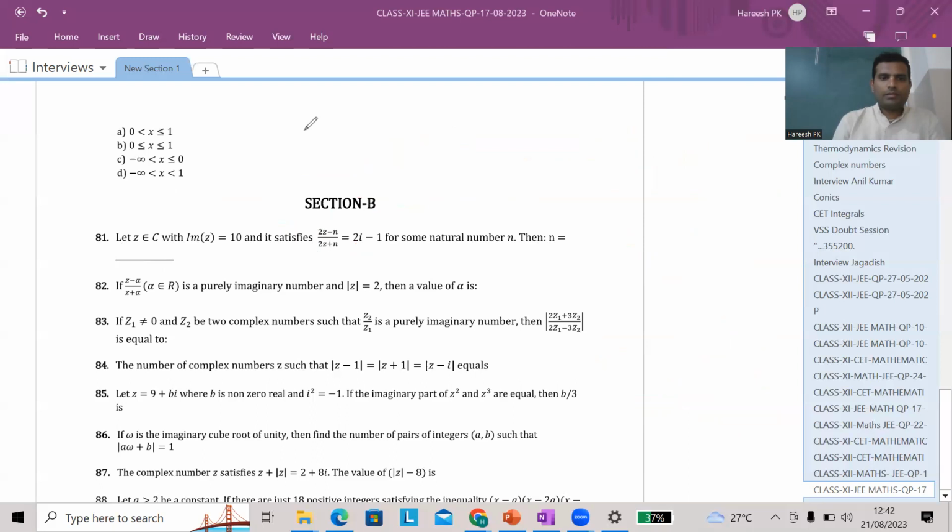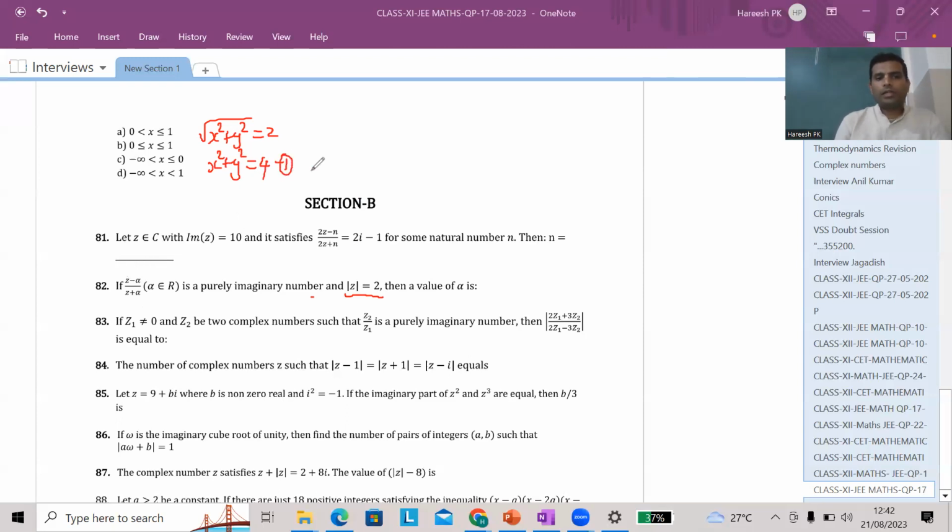So the next question, (z minus alpha) by (z plus alpha) is purely imaginary. So again, you can start with assuming z as x plus iota y, and they have given mod z is 2. The root of x square plus y square is 2, or x square plus y square is equal to 4. Keep this condition in mind.